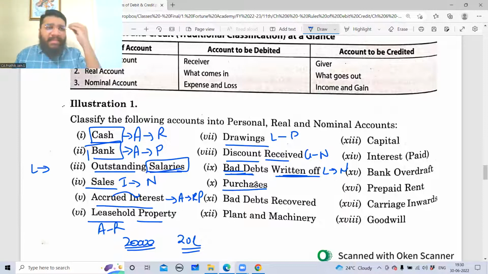Next is purchases. Very easy. Expenses. So expenses means nominal account.